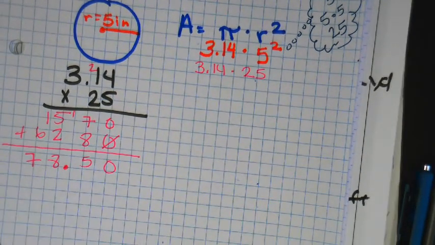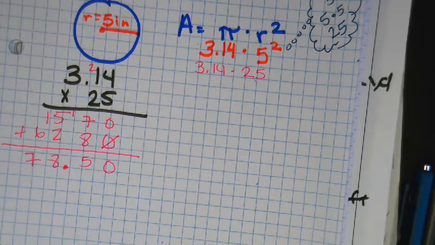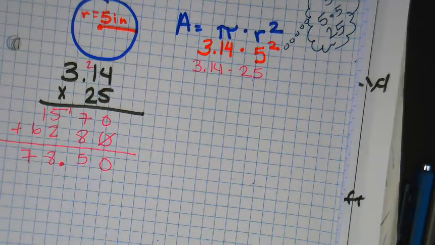So first line is 1570. Second line is 6280 with the 0. Check your work. Calculators down. They're not toys.